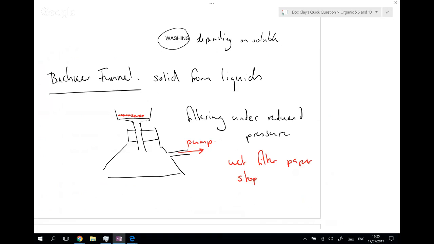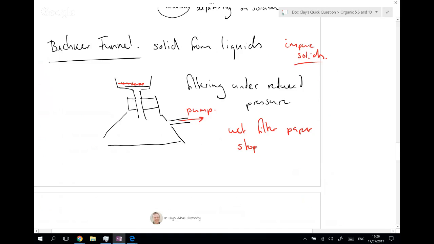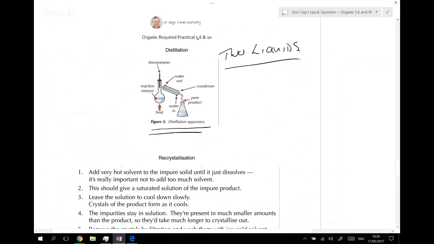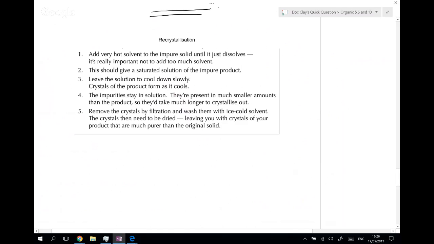The key about the Buchner funnel is that you're going to end up with impure solids here, and we need to be aware of how we purify impure solids and how we can then measure their purity. So the impure solids we can purify by doing recrystallization. There's two L's there.